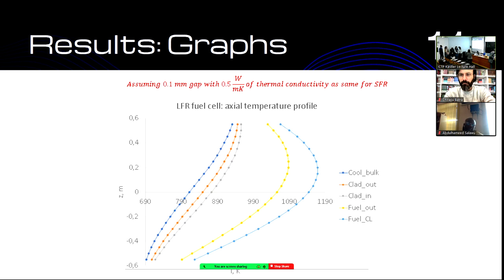Then by using that formula, we need to assume there is a small gap. Even though he didn't ask for any information on the gap, if you don't assume there is a gap, all temperature profiles overlap with the cladding inlet temperature profile. That's why we assume there is a 0.1 millimeter gap between fuel and cladding. For the cladding, we use the same thermal conductivity, which is given by Mr. Chirayu. And then we obtain this actual temperature profile for the LFR fuel pin. You can see the maximum fuel temperature is less than 1190 Kelvin.